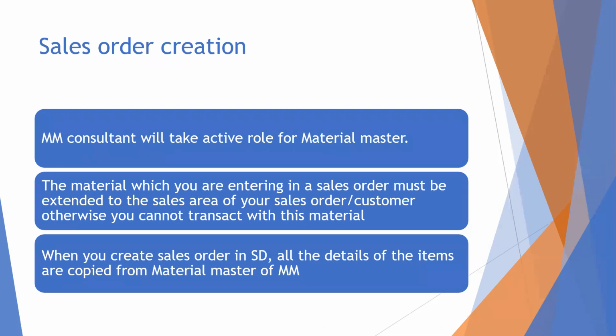So what happens when we create the sales order? Generally, the MM consultant will take over the activity of creating the material master. The material which is always entered in the sales order must be extended to the sales area. Whenever you create any sales order, the sales area means a combination of sales organization, distribution channel, and division, and that should be extended to the material master. If it is not extended, then we cannot create the sales order. When you create a sales order, all the details of the items are copied from the material master of MM. I'll show you this in SAP directly.